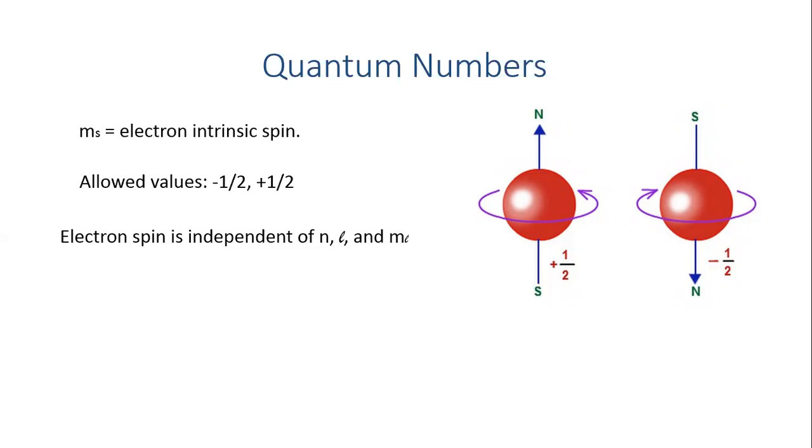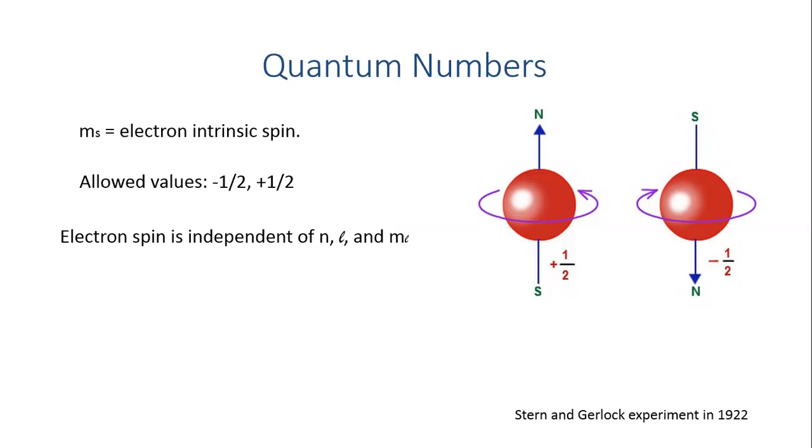However, the electrons are very, very small. And so people argue that it cannot have a spin because the electron is so small. And so we describe it as an electron intrinsic spin. That's as if the electron is actually in its axis rotating around itself. So the allowed values for the electron's intrinsic spin is -1/2 and +1/2. The cool thing about this quantum number, it is independent of all the other quantum numbers.